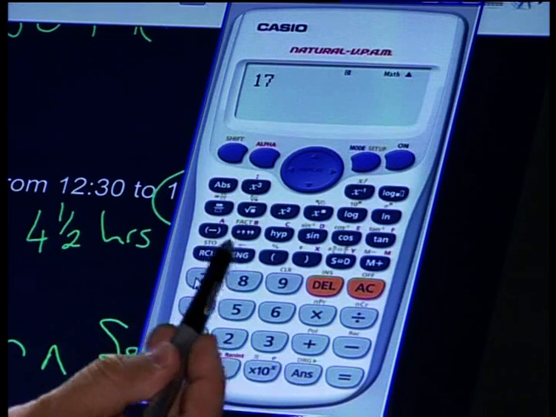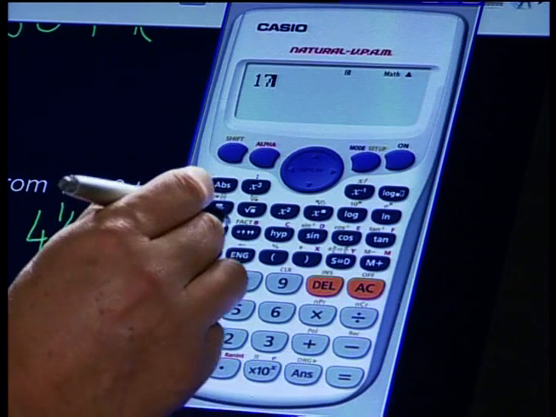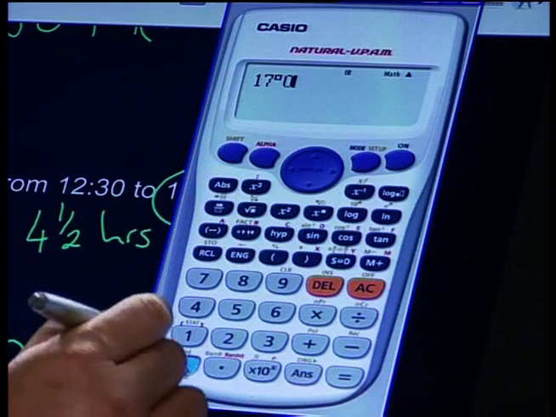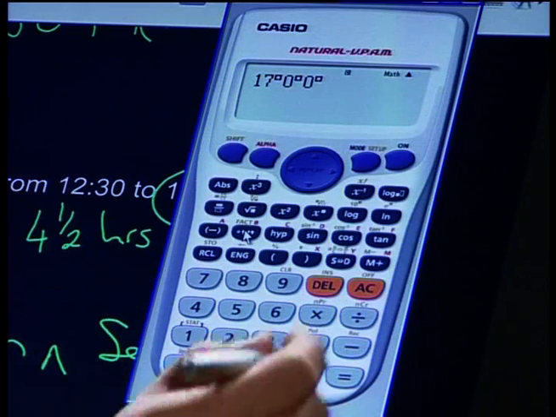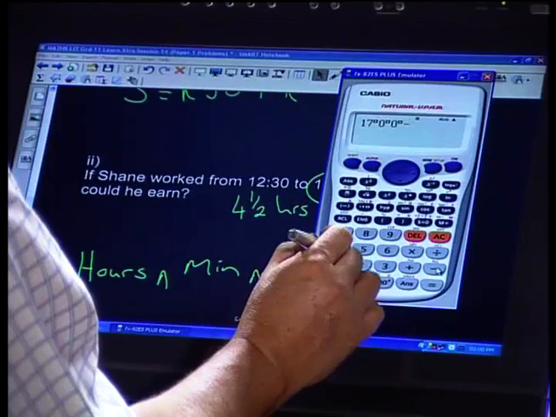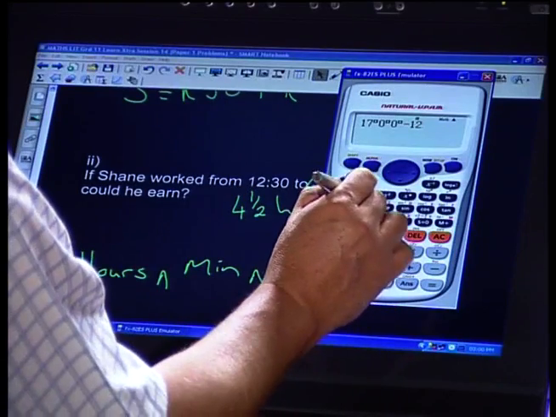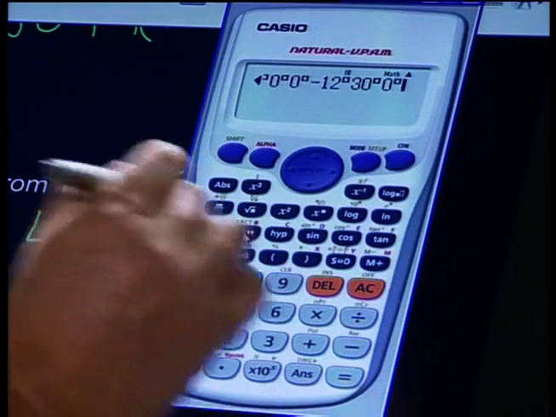Okay, can you see that? That's my time button, right? It's a little circle, comma, comma, comma. So 17 hours, no minutes and no seconds, minus, so we started at, ended at 1700, we started at 12:30. So it's 12 hours, 30 minutes and 0 seconds.